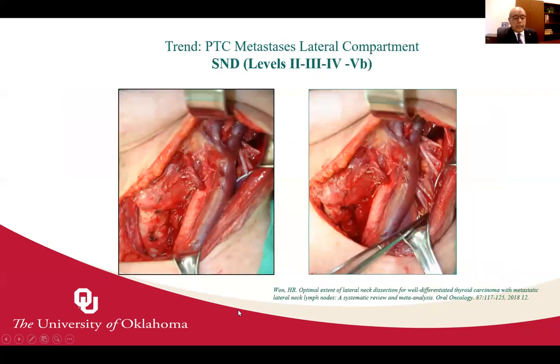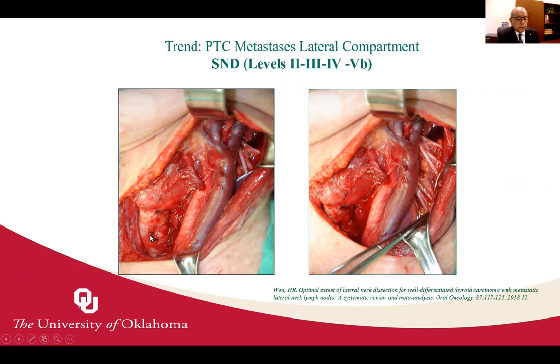However, in recent times, in the last couple of decades at least, and more so recently, there is a trend to use selective neck dissections of levels 2, 3, and 4, and portions of level 5B when there are metastases of papillary thyroid cancer in the lateral compartment of the neck.